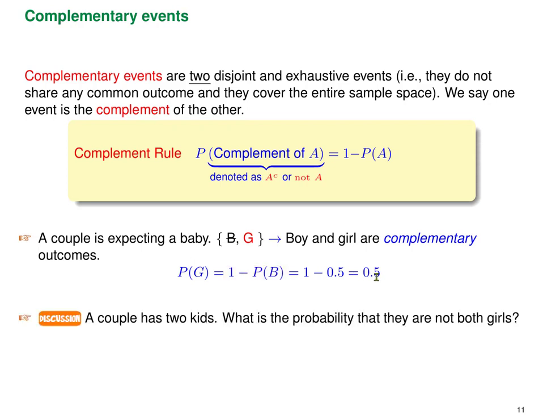Now, let's say a couple has 2 kids. What is the probability that they are not both girls?